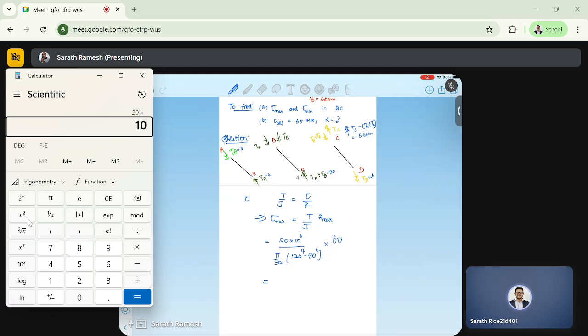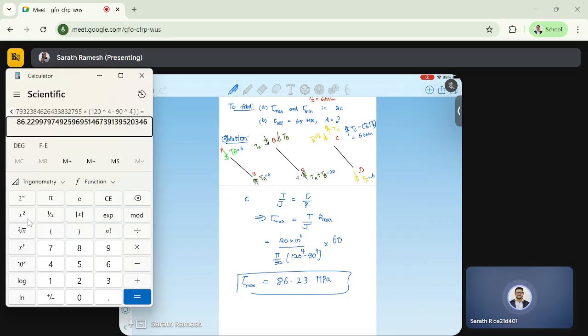So this will be equal to, let's use the calculator, 20 into 10 power 6 into 60 into 32 divided by pi into 120 power 4 minus 90 power 4. Getting 86.23 megapascal. Okay, tau max.